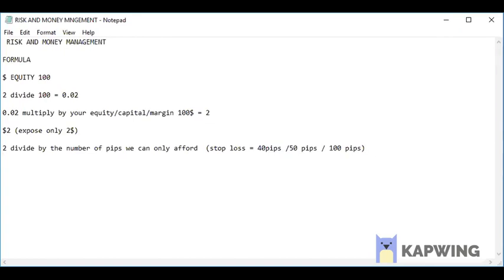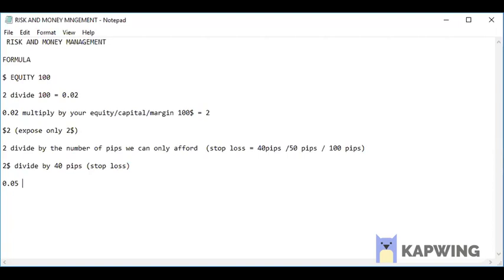So let's use 40 pips here. $2, we are dividing that by 40 pips, which is our stop loss. This way you will never blow your account. So if we say 2 divided by 40, how much do we get then? 0.05. This is 0.05.